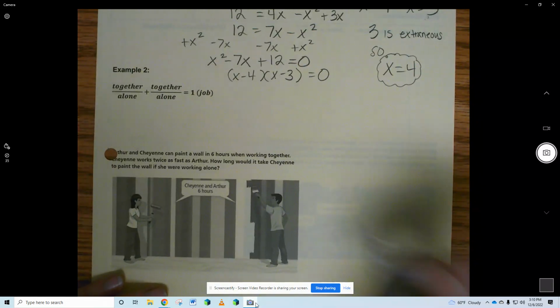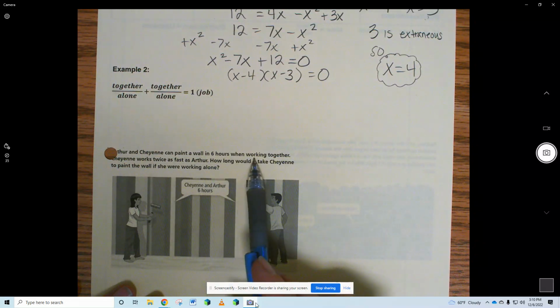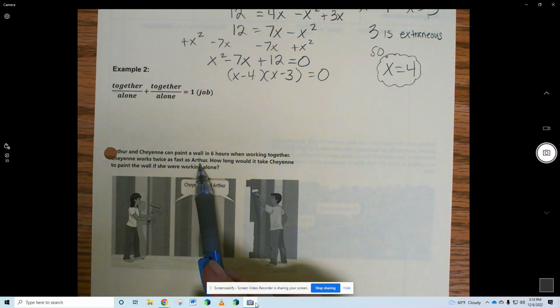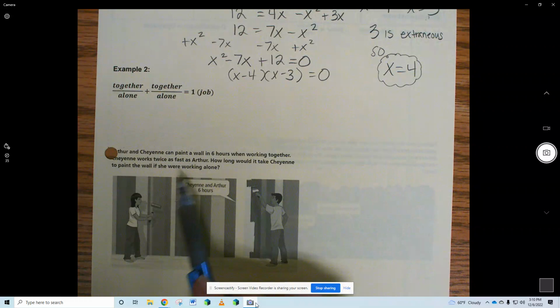So I'm looking at this, and it says, Arthur and Cheyenne can paint a wall in 6 hours when working together. Cheyenne works twice as fast as Arthur. So Cheyenne is fast, Arthur is slow. It takes Arthur twice as long. How long would it take Cheyenne to paint the wall if she were working alone?